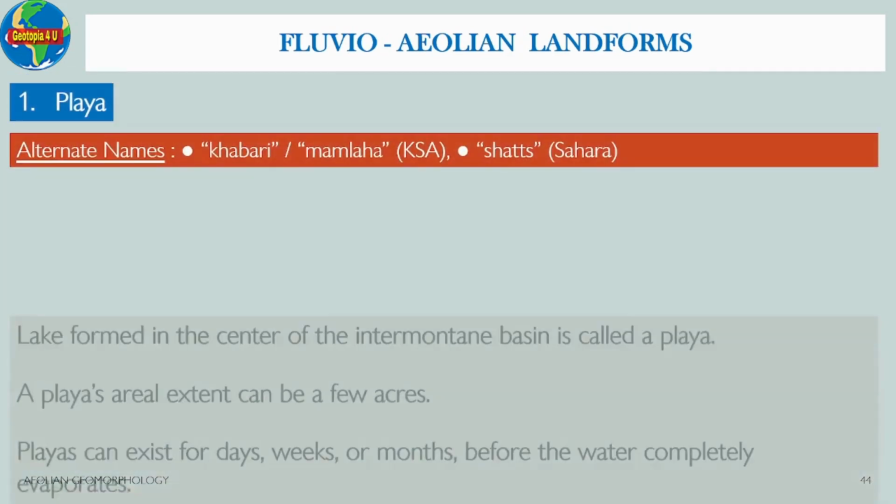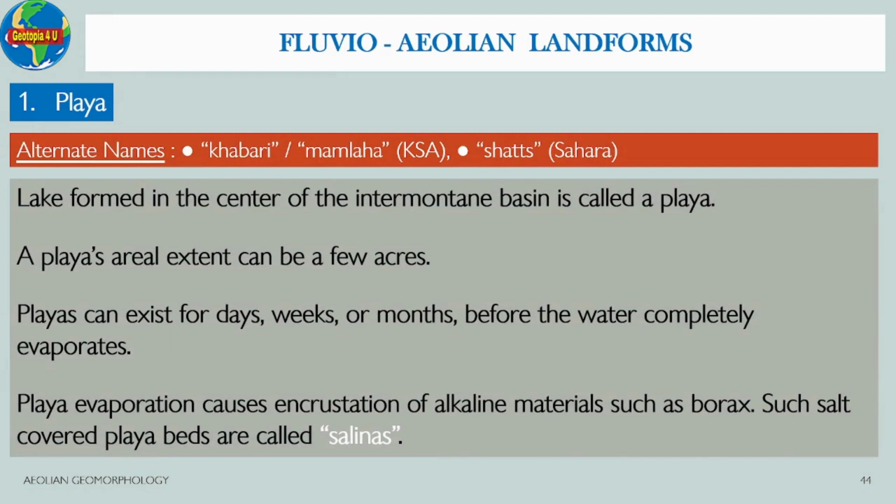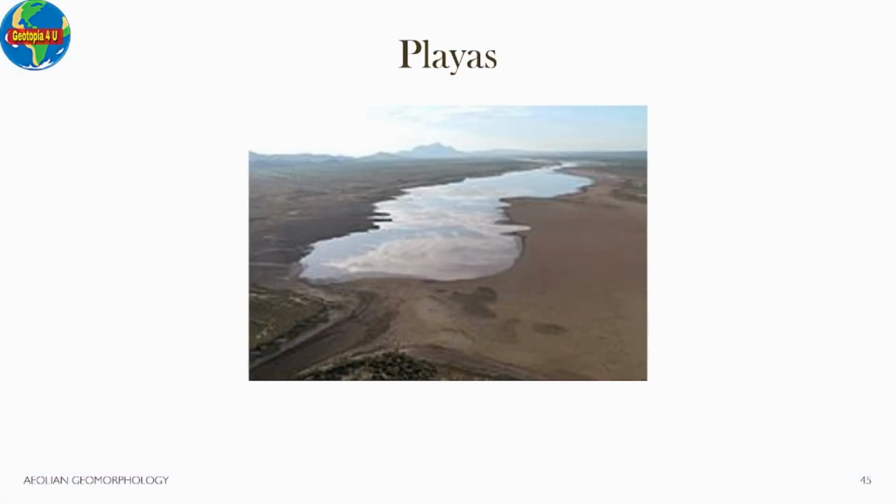Fluvio-aeolian landforms. Number 1, playa. Some alternate names for these landforms are khabari, mamlaha, and shats. The lake formed in the center of the intermontane basin is called a playa lake. A playa's areal extent can be a few acres. Playas can exist for days, weeks, or months before the water supply completely evaporates. Playa evaporation causes encrustation of alkaline materials such as borax. Such salt-covered playa beds are called salinas. In this slide, you can notice how a playa bed looks.